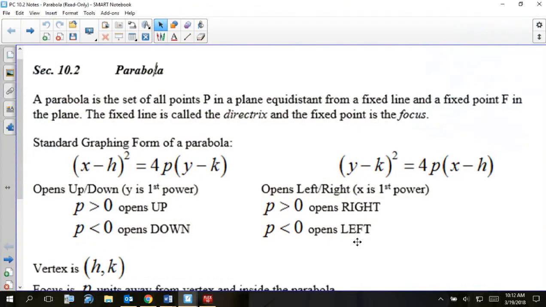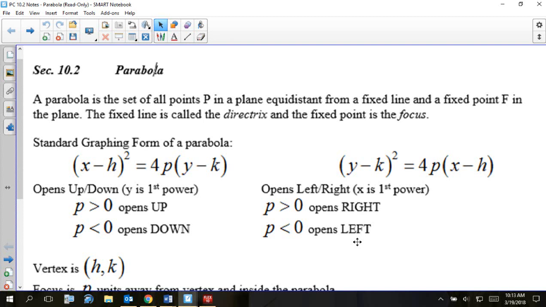Okay, so we are doing the last conic section, parabolas. And I say parabolas later than the other three because parabolas don't have both variables squared. All the other ones had x and y squared. This one only has x or y squared.